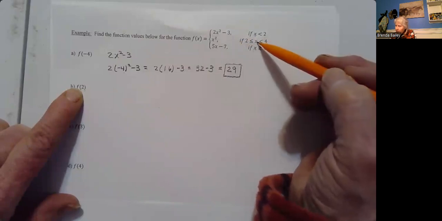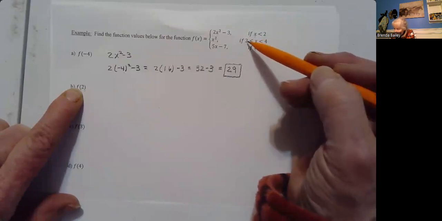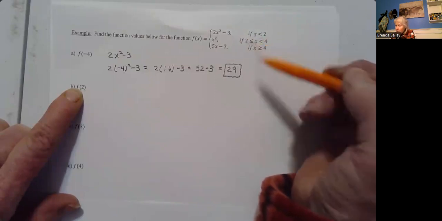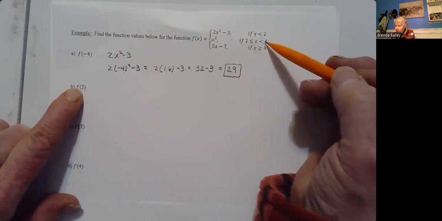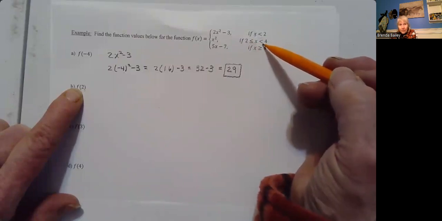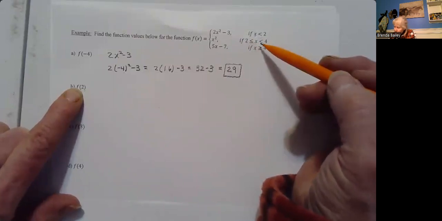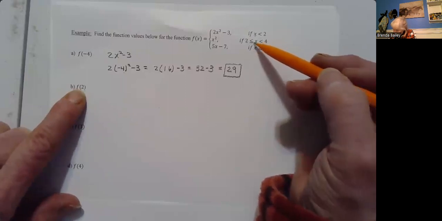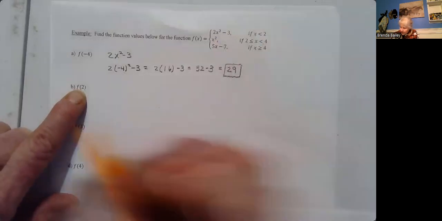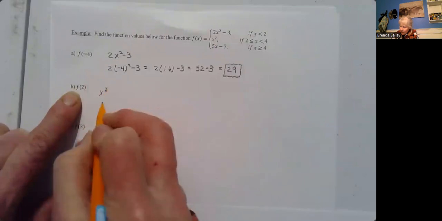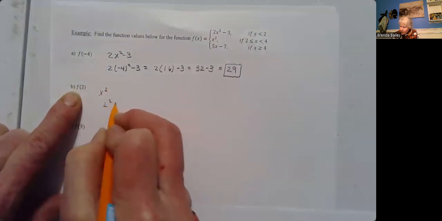So here, this is all x's between 2 and 4, including the 2 because of the bar under the 2, but not including the 4. There's no bar. So we're going to put the 2, because it fits this, into x squared. So we come up with 2 squared, which is 4.